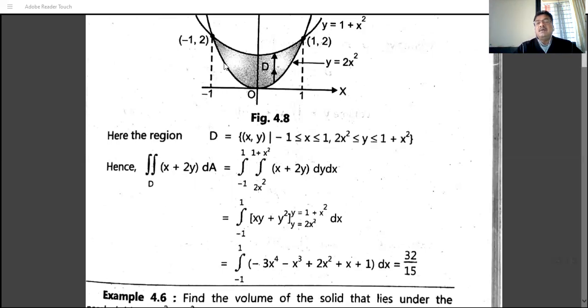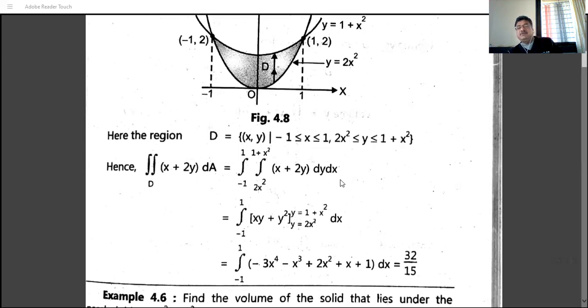In order to cover this region, we have to move this strip from this point to this point. If you take a strip parallel to the x axis, like this strip, then in order to cover this total area, we have to move this strip from this point to this point. And so y runs from 0 to 2.